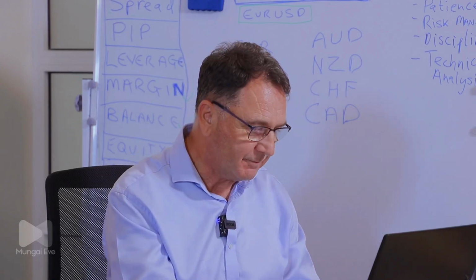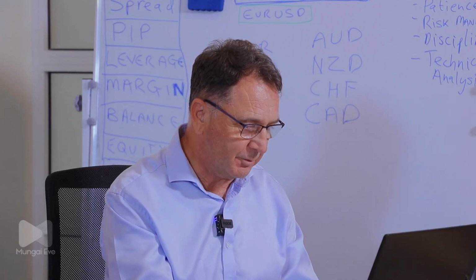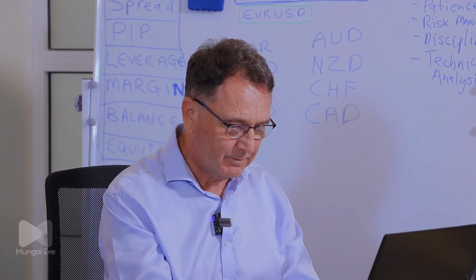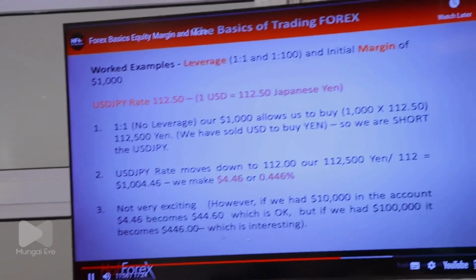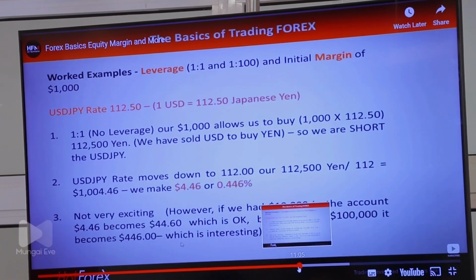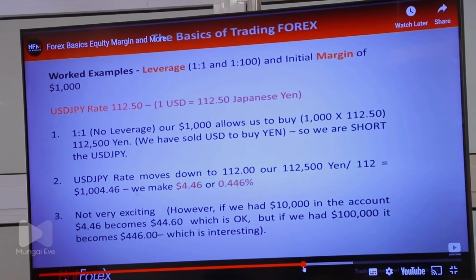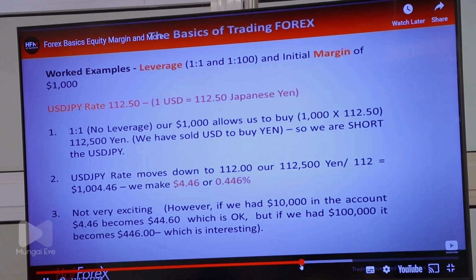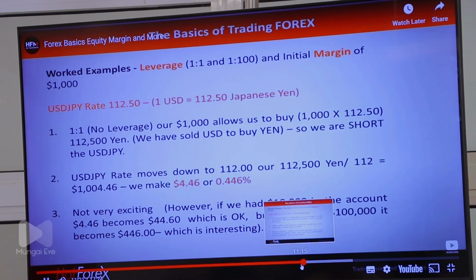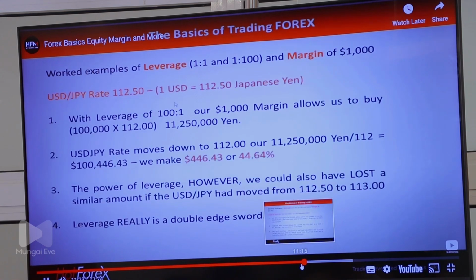Now then, let me just move him on a bit. So here, it's not very exciting. To the next one. It's $446, which is a bit more interesting, isn't it? Not really. Well, it is, yes. So that's with no leverage, so we made $4.46. Yes. Get on with it.